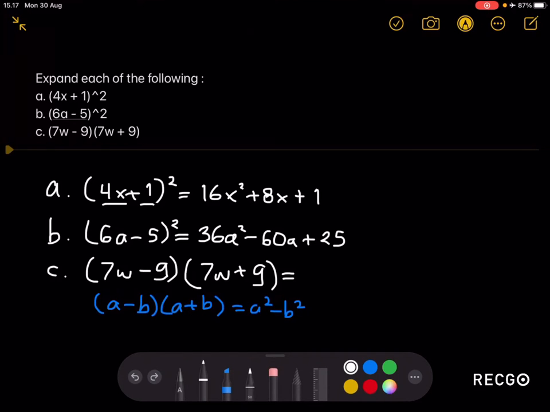So it will be the square of the first term in the group. So it will be 49w squared minus the square of the second term in the group. So that will be minus 81. And that's it. This ends this video.